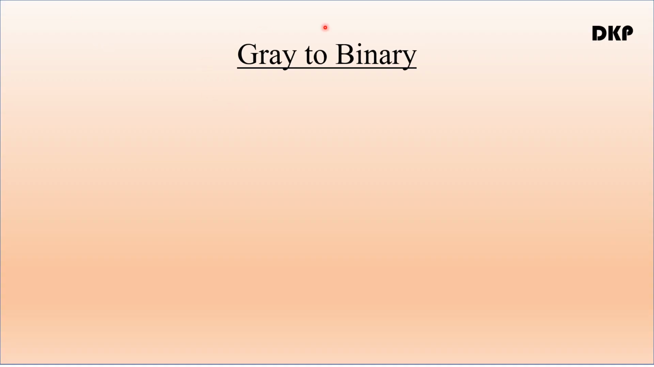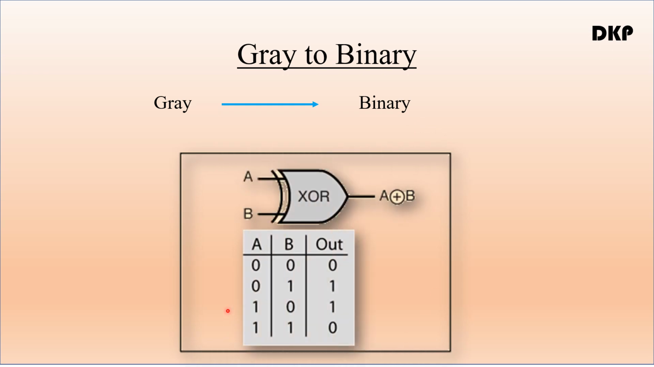Let us see how to convert a gray code to a binary code. In order to convert a gray code to a binary code, we have to use the truth table of XOR gate. So this is the logic symbol of XOR gate. This XOR gate consists of two inputs A and B and one output. So these are the four combinations of 0 and 1 to the XOR gate, and these are the outputs. So what is the logic of XOR gate?